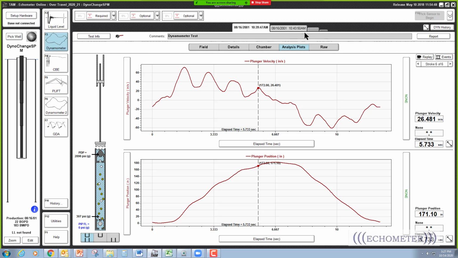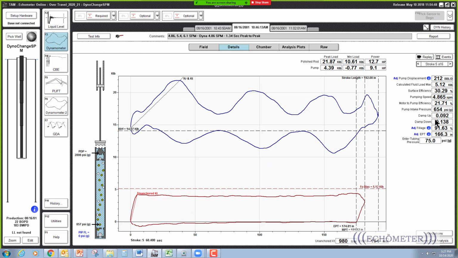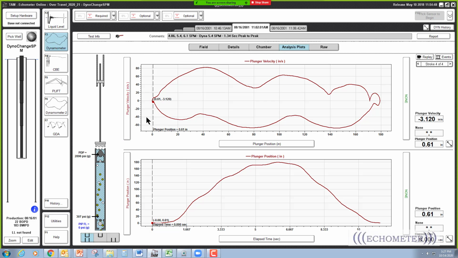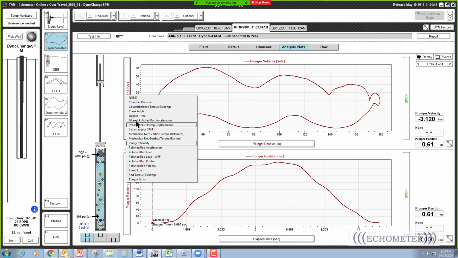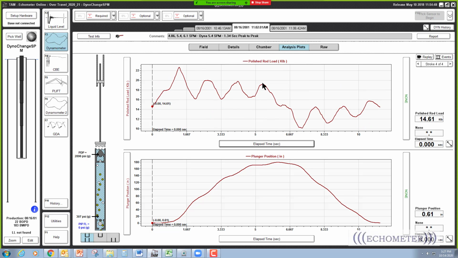Now, when you go faster, here's 5.4 strokes a minute, and we go to the analysis plot and look at polish rod load versus time. And you again see this echo, 1, 2, 3, 4, and the time between those peaks is pretty close to exactly 1.31 seconds apart. And the same thing on the downstroke.